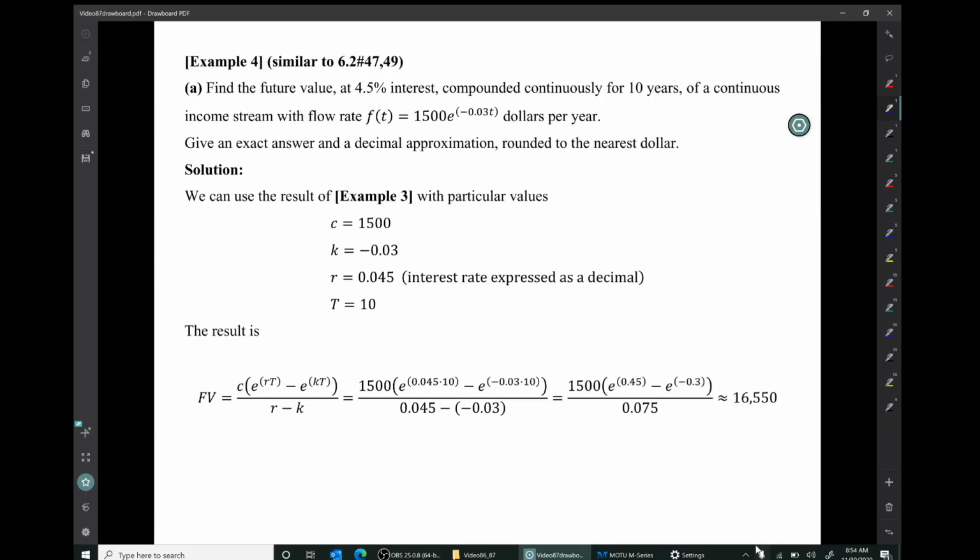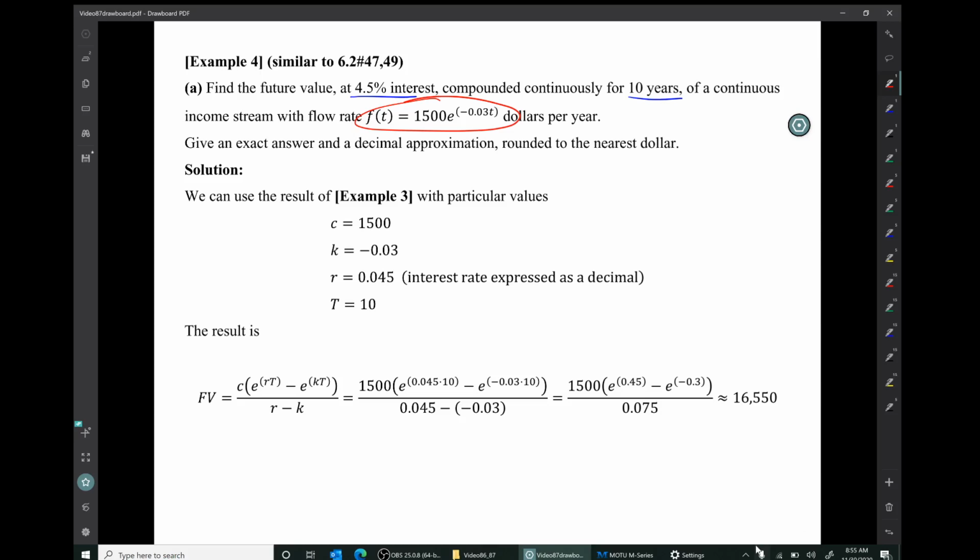Example 4 is similar to 2 of your homework problems. Find the future value at 4.5% interest, compounded continuously for 10 years, of a continuous income stream with flow rate f of t equals 1,500 e to the minus 0.03 t dollars per year. Give an exact answer and a decimal approximation, rounded to the nearest dollar.